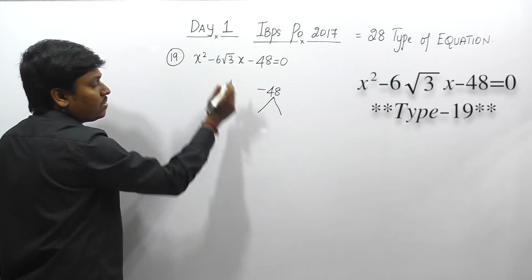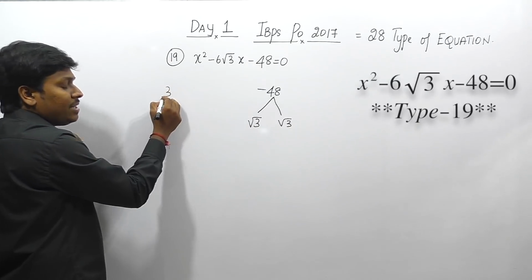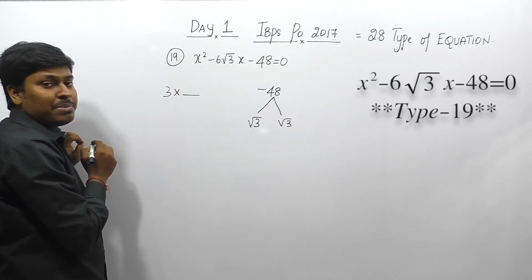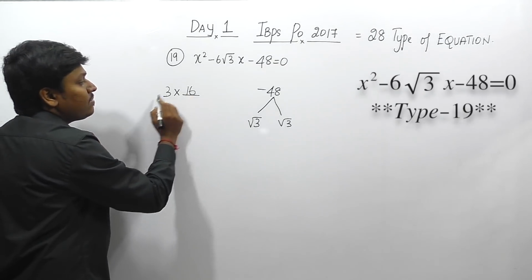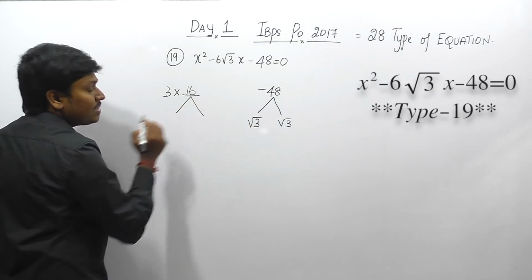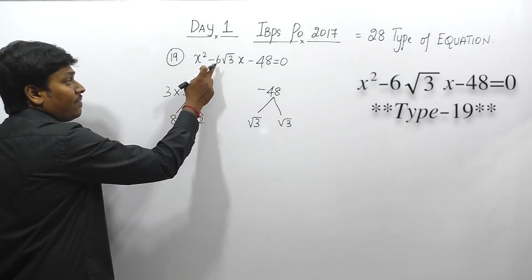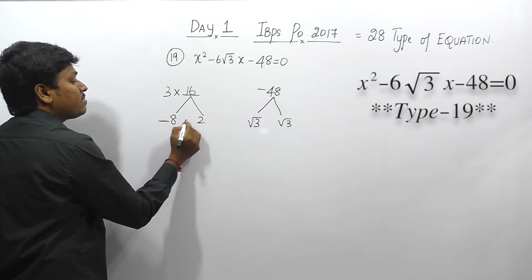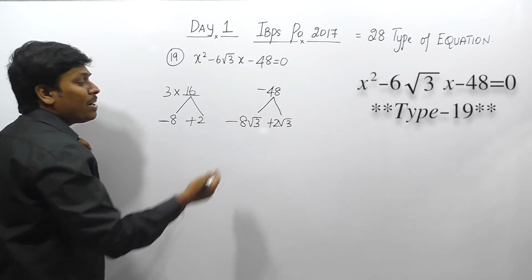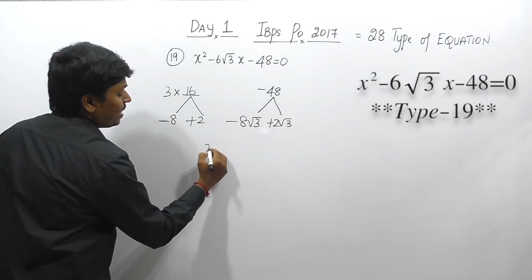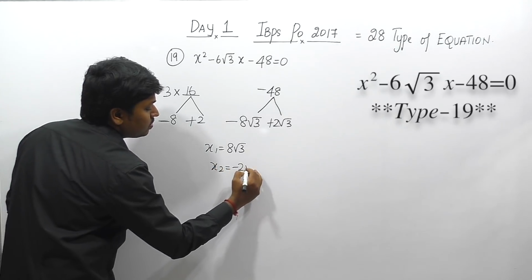So here it is root 3. So write root 3 here. So root 3 into root 3 will be 3. So the number that we are going to multiply with 3, the resultant should be 48. So we can easily say 16 into 3 will be 48. Now we need to split this 16 in order to get the 6. So I think 8 into 2 will be 16. We need to get minus 6. So this can be written as minus 8 and plus 2. So minus 8 root 3 plus 2 root 3. But while writing, you need to change the sign. So x1 is equal to 8 root 3 and x2 is equal to minus 2 root 3.